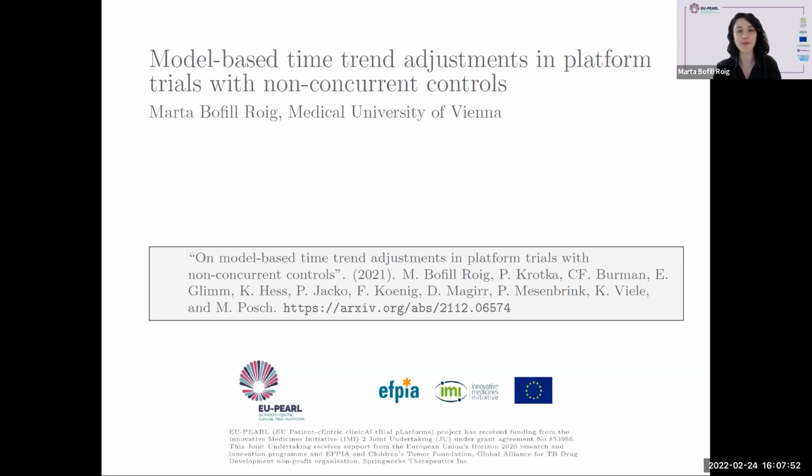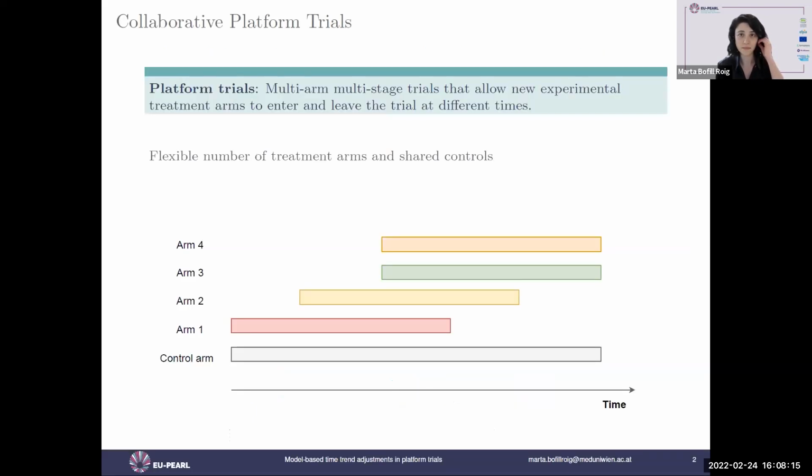Hi everyone, and thanks for the introduction, Martin. Today I'm going to talk about model-based adjustments to incorporate non-concurrent control data. This work is part of the EU Pearl project, and I would like to first thank the members of the working group on non-concurrent controls. The work that I will present today is based on this paper available on arXiv.